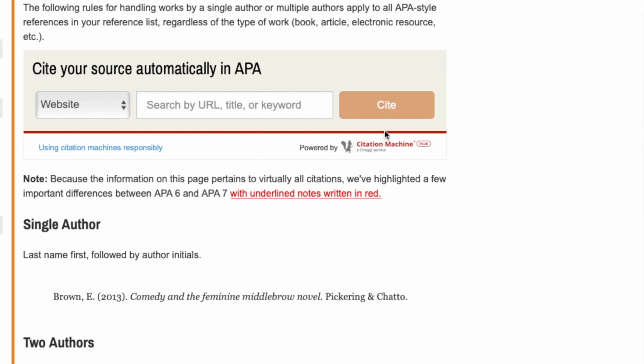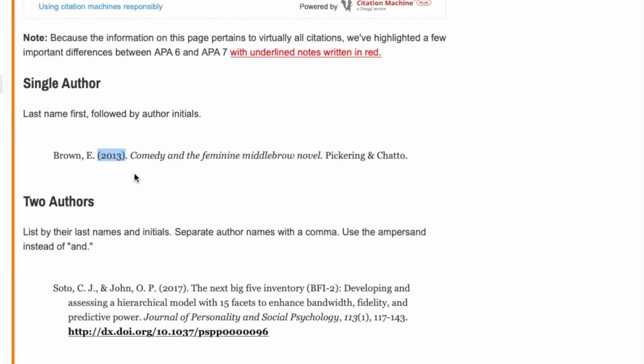Okay, so when we start to write with single authors, of course, we want to have the last name, then the first initial of their first name and a period, and then we'll move on to the year that it was published, 2013. And then this is the title of the book. This is different than a journal article, so we italicize the title of a book.